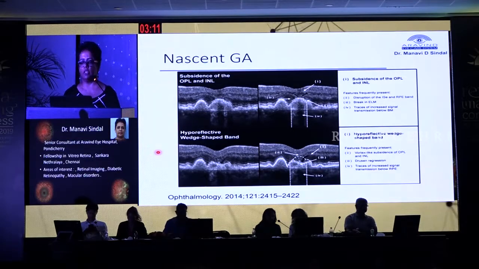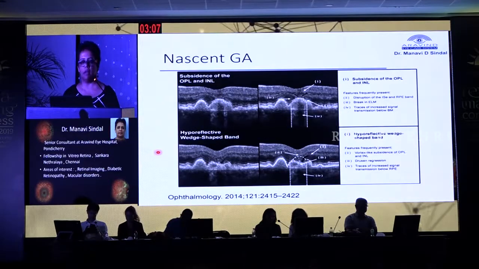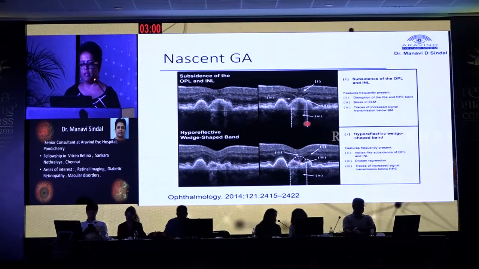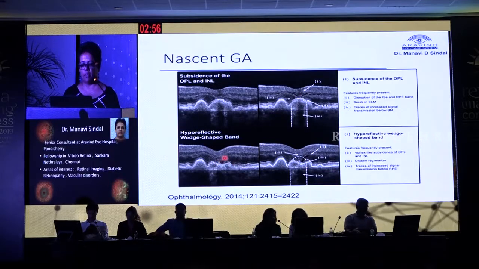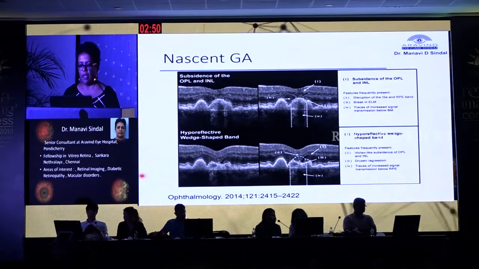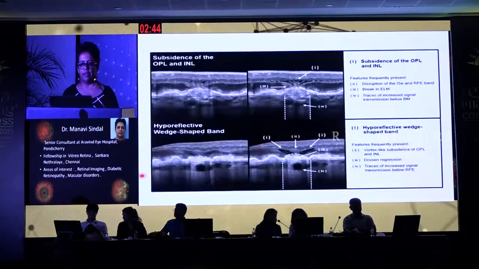This can be associated with disruption of the ISE-RPE band, break in the external limiting membrane, and traces of increased signal below the basement membrane. And over time, you see that this particular Drusen is regressing, and you develop this hyporeflective wedge-shaped band over here, and there's a vortex-like substance which is accumulating in that area with the associated Drusen regression. Sometimes the neighboring Drusen are also seen to regress.